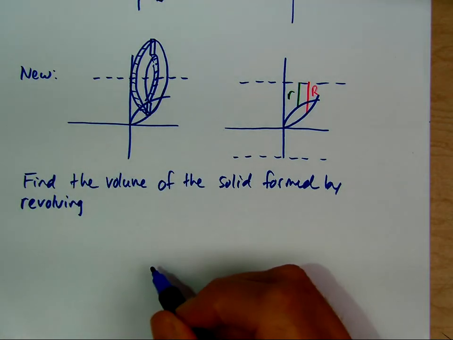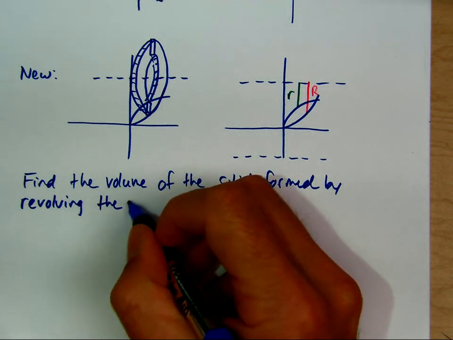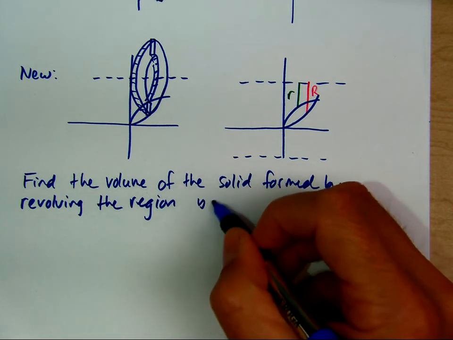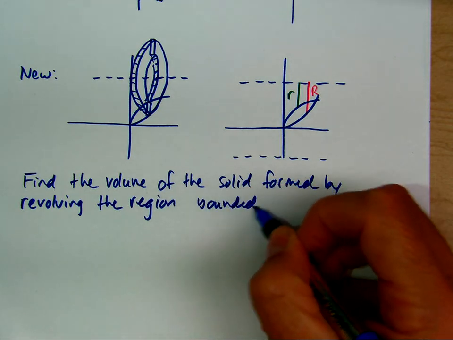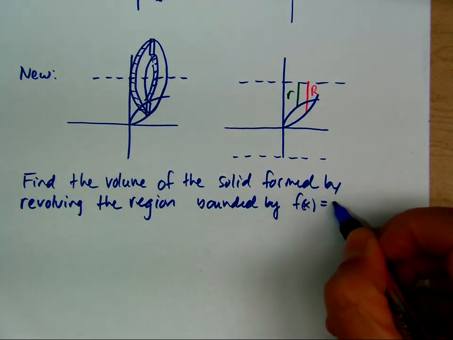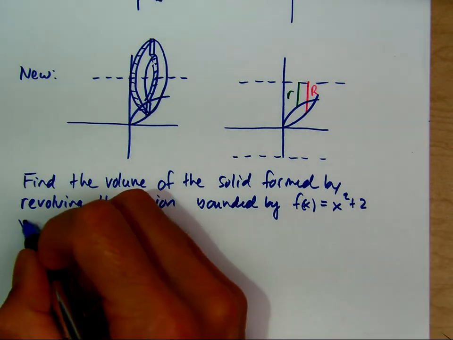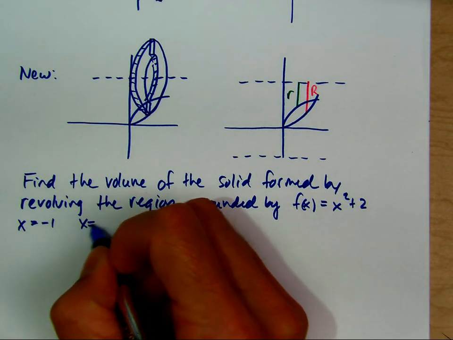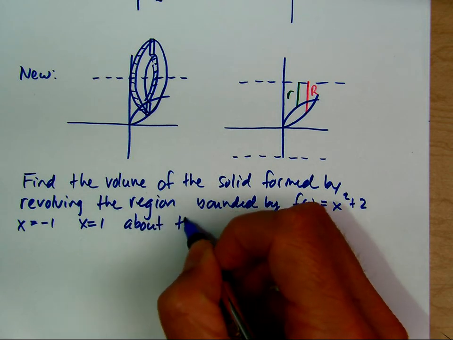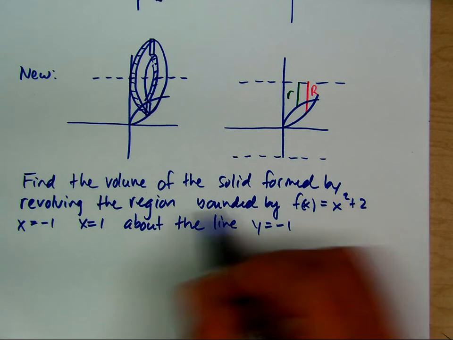Find the volume of the solid formed by revolving the region bounded by x squared plus 2, x equals -1, x equals 1, about the line y equals -1.